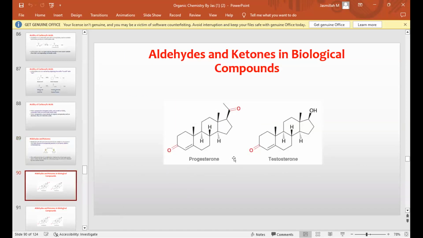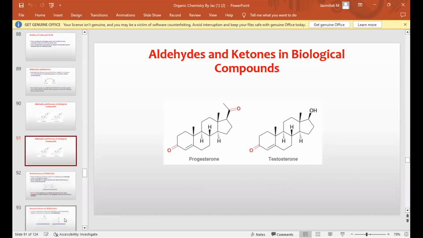So these are examples of ketones. We see a ketone is present in the hormone progesterone, and also in testosterone, in both.